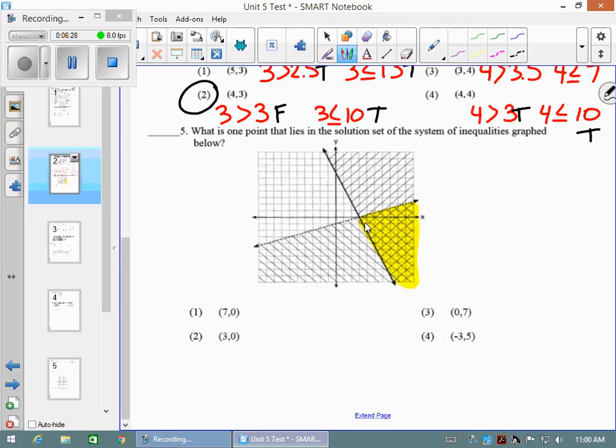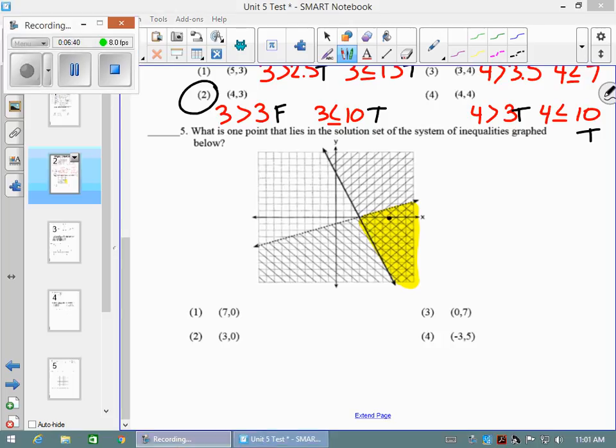So if we look at these points, 7, 0: 1, 2, 3, 4, 5, 6, 7, 0 would be right there, and that does actually fall in our solution set, so choice 1 is our answer. But if we look at our other ones, 3, 0: 1, 2, 3, 0 is right where they cross. And again, this is not a solution because this line is dashed, so that means that that is not included, so that cannot be a solution.